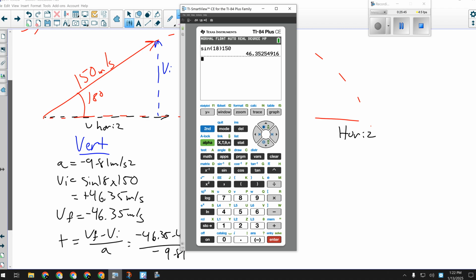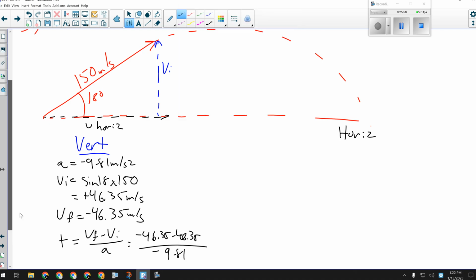So 46.35 times 2, I'm just going to shortcut, guys, because that's what it would come out to, divided by 9.81. All right, so this is going to be in the air for 9.45 seconds. Rounded, of course. I'm going to keep all the decimals. 9.45 seconds. Well, now I can bring that over here. Time applies to both sides.